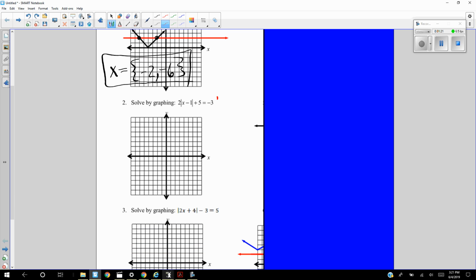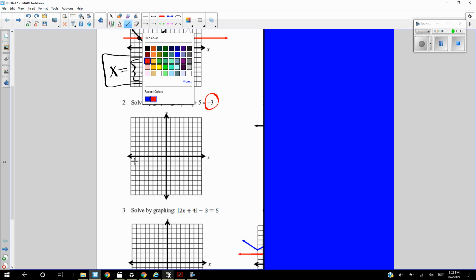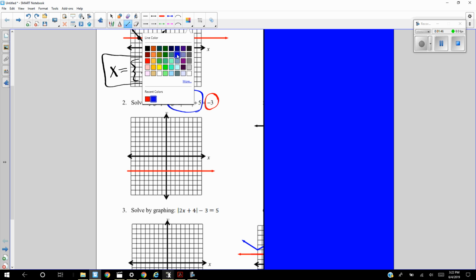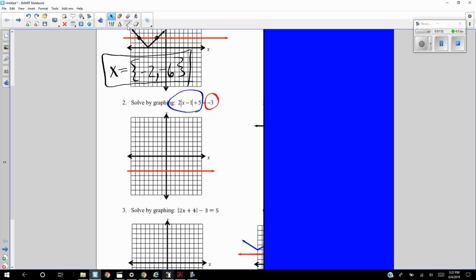All right, so the next one. I'm going to graph y equals -3. Horizontal line shifted down 3 from the x-axis. And then the right-hand side is a V-shaped graph that's shifted up 5, right 1, and stretched by a factor of 2. We can see here pretty quickly that these graphs are not going to intersect.